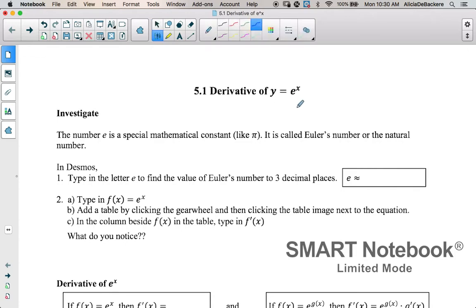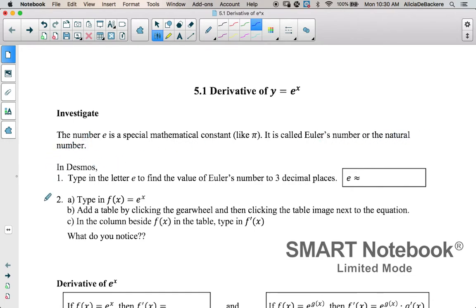So the first thing that we need to talk about is the number e. The number e is a special mathematical constant, kind of like the number pi. It looks like we're using a variable, but really e represents one specific number. It's called Euler's number, or the natural number.